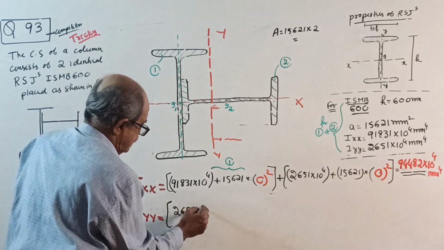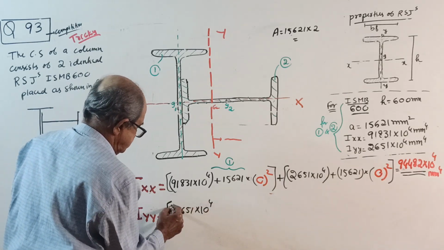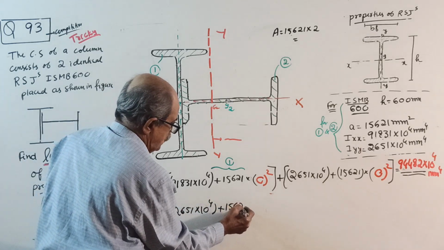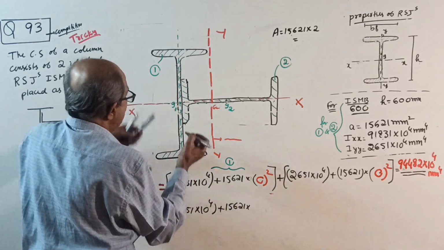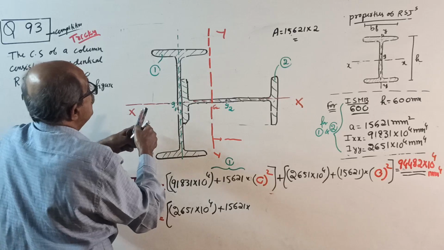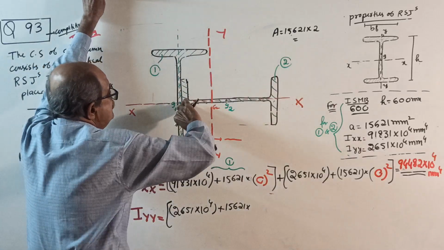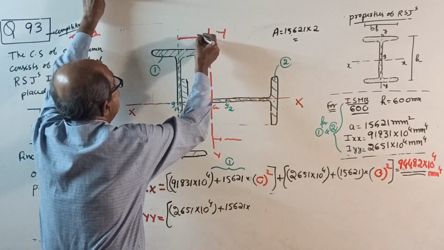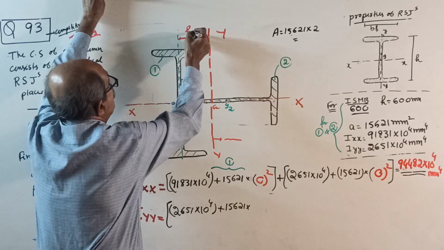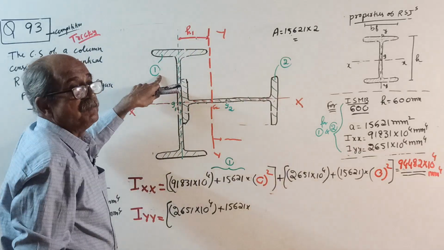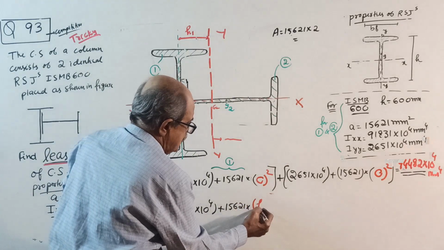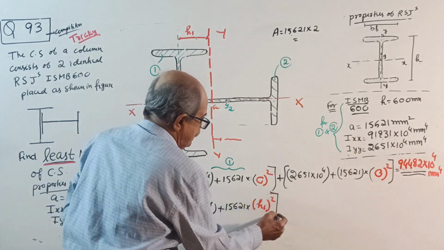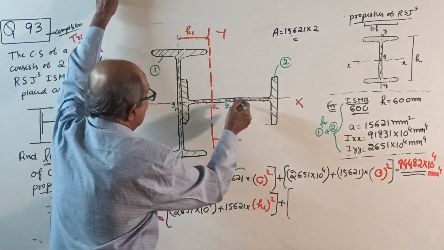IXX is 2651 × 10^4 plus area 15621 into the distance from centroid G1 to the YY axis. This distance squared we don't know. Let this distance be H1, the perpendicular distance for figure number 1, into H1 squared. We don't know what H1 is. Leave it, no problem.